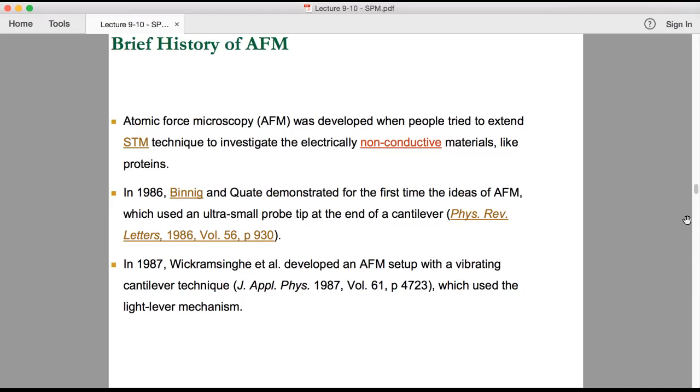Right. In 1986, Binnig and another scientist demonstrated for the first time the idea of AFM, using an ultra small probe tip at the end of a cantilever. And in 1987, luckily, a Sri Lankan is included, Wickramasinghe et al. The group developed an AFM setup with a vibrating cantilever technique, which was published in the Journal of Applied Physics in 1987, if you want to go and check. And it uses the light lever mechanism.